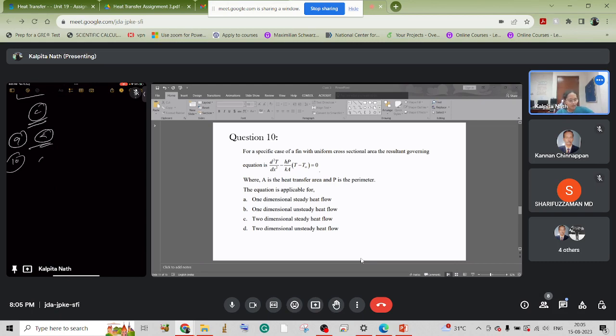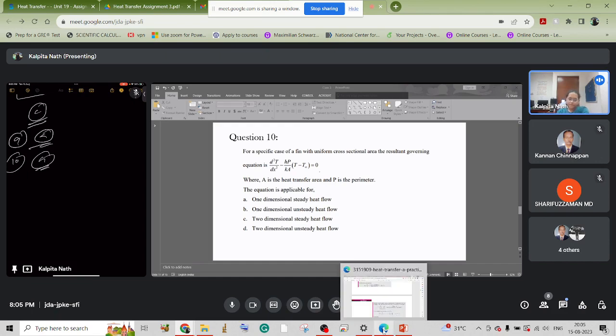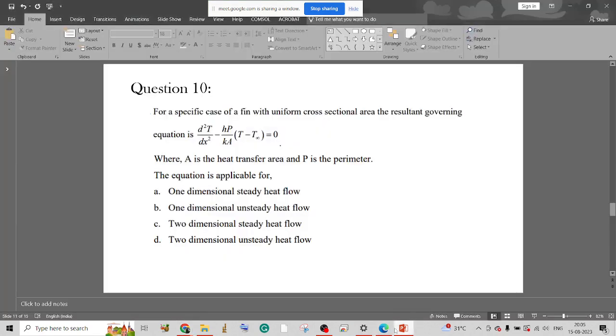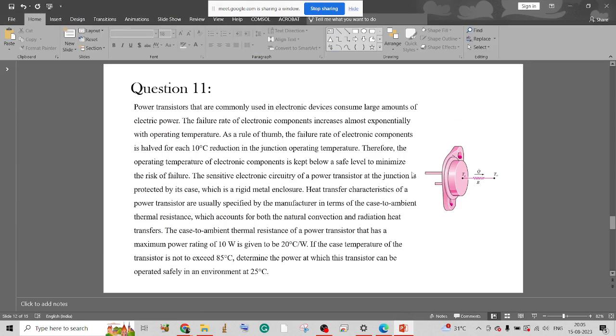Let us proceed to the last three questions of today's class. So for the first question, don't go by the language of this. It is explained in a tough language, though it is a relatively very simple question. So what does it say?